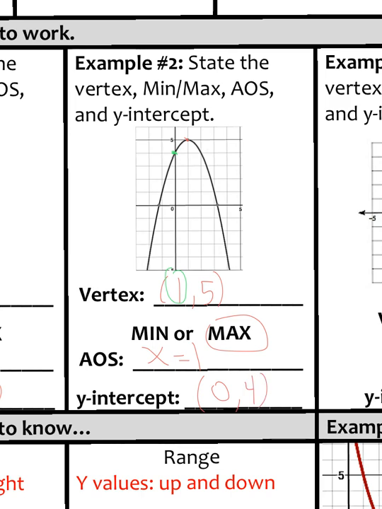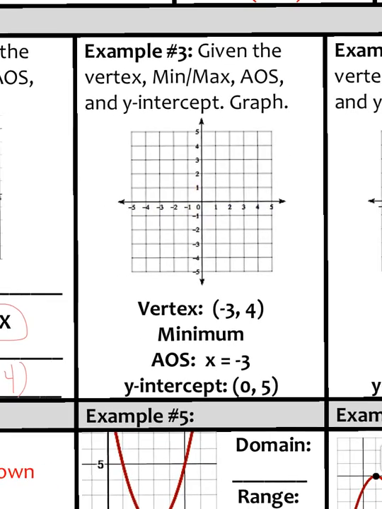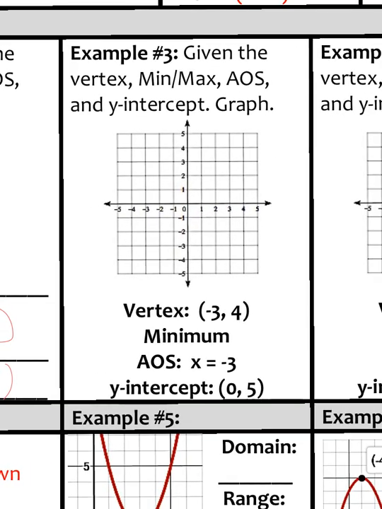Now we're going to kind of do the reverse of what we just did. So now I give you all of the information, and now I need to graph it. The points that I'll plot are the vertex and the y-intercept. Okay, the other two are just kind of to give helpful information. So first you want to make your dot at -3, 4. So we're going to go left 3, up 4. And then we're going to make our dot at 0, 5.